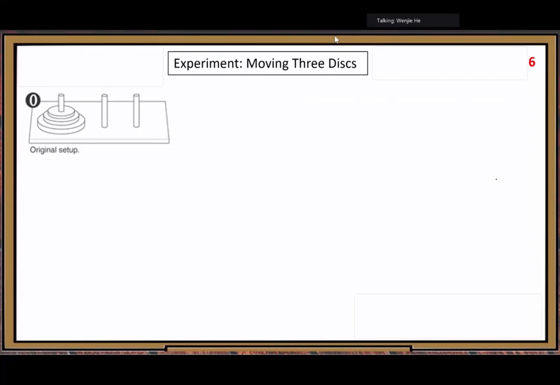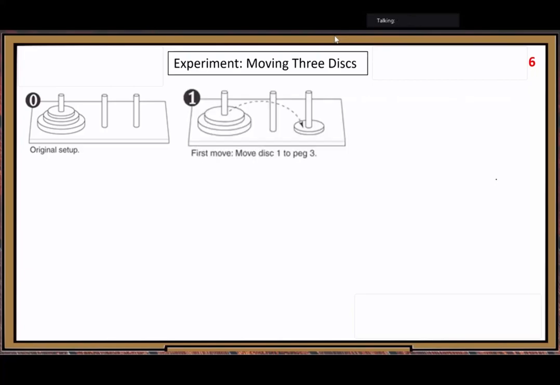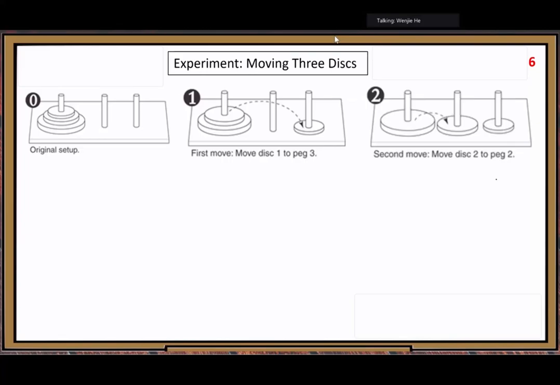What is the first move? What is the second move? And so on. Okay? Step 0, that's our starting point. First move, the smallest disk, we move from the first peg to the third peg. One move. Very easy. Second move, the middle disk, we place it on the middle peg. First two steps, pretty straightforward.